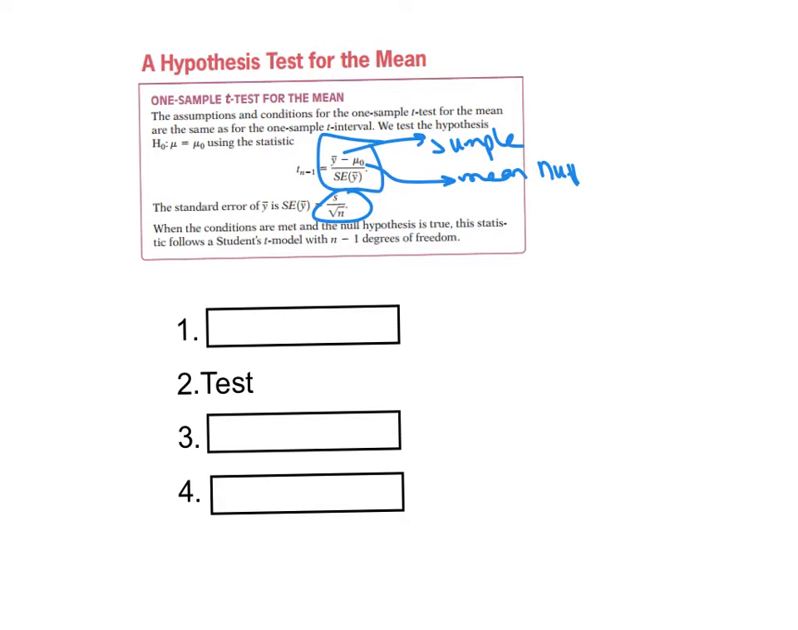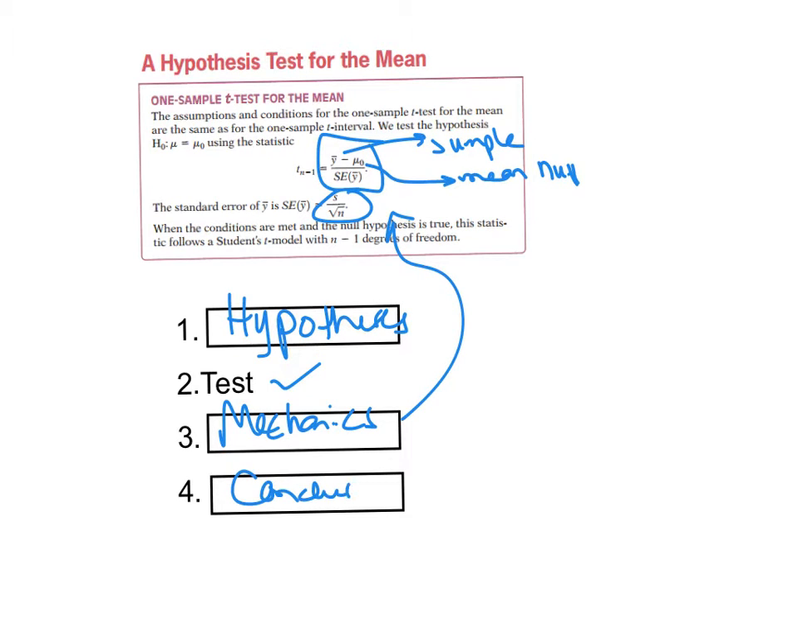The first thing you need is, oh yes, hypotheses. That would be helpful. Then figure out your test. So in most cases, ours is going to be a t-test. Number 3 is going to be mechanics. That's like the math, what they show up here. And then your conclusion. That is a terrible way to write conclusion, but hopefully you can see that okay.